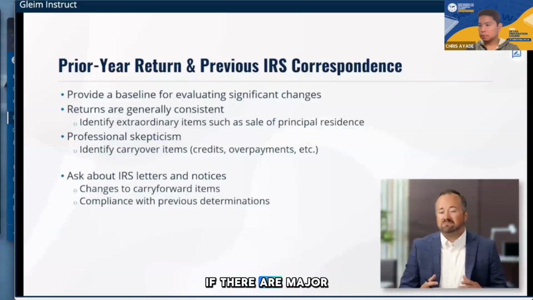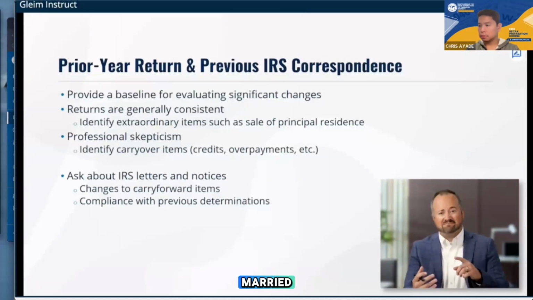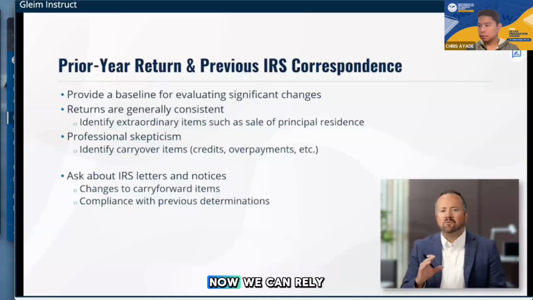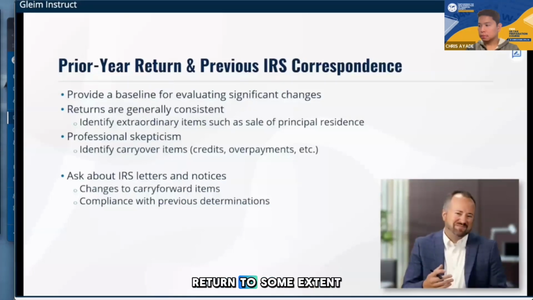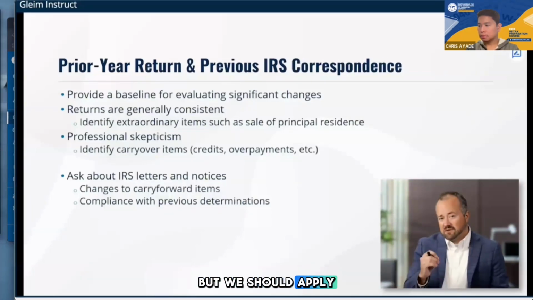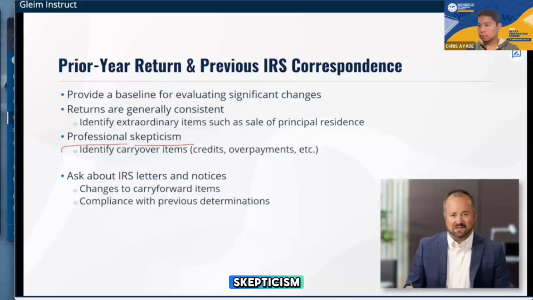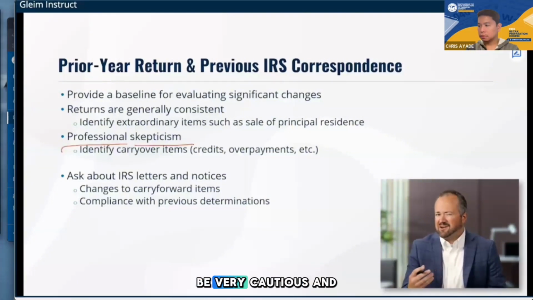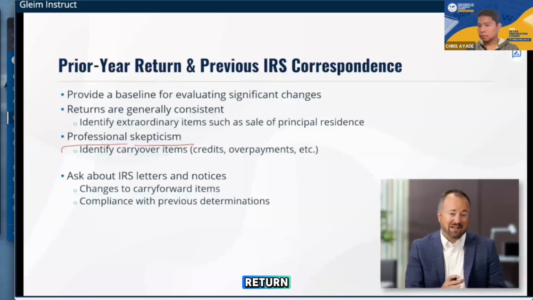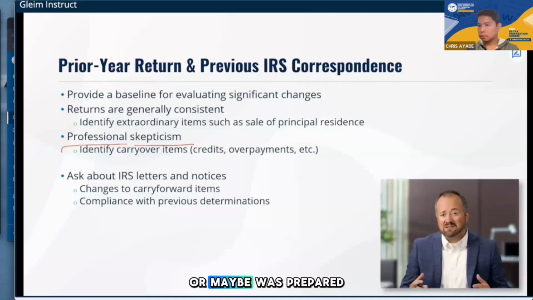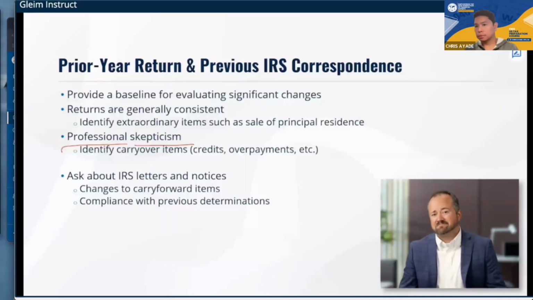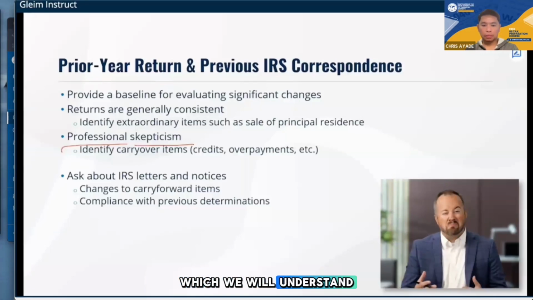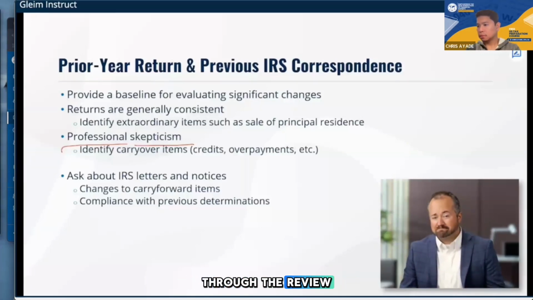starting point. If there are major life changes like getting married, having a child, selling your home, we can start to highlight those areas. Now, we can rely on the prior year return to some extent, but we should apply something we call professional skepticism. Think of this as trust but verify, in that we should be very cautious in relying entirely on a return the client did themselves or maybe was prepared by someone else. The IRS may also have sent the client information, which we will understand better as we progress through the review.